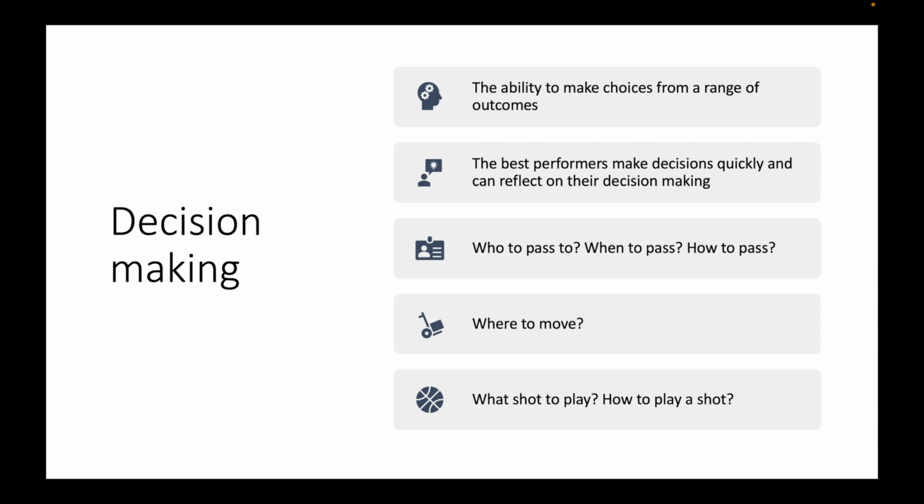Now, decision-making might be who to pass to, when to pass, how to pass. It could be where to move, what shot to play, and then in particular what technique they might use when playing a shot.